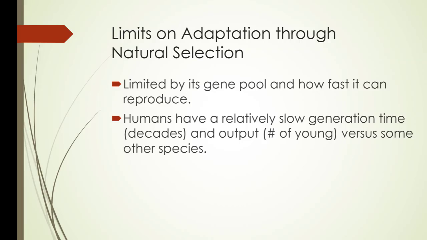So limits on adaptation through natural selection. They're limited by its gene pool and how fast it can produce. Humans have a relatively slow generation time, decades, and output, number of young versus some other species.